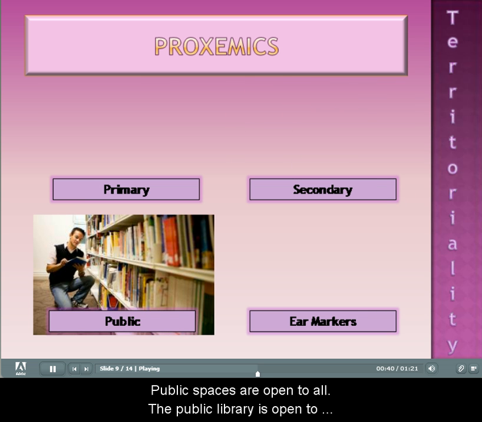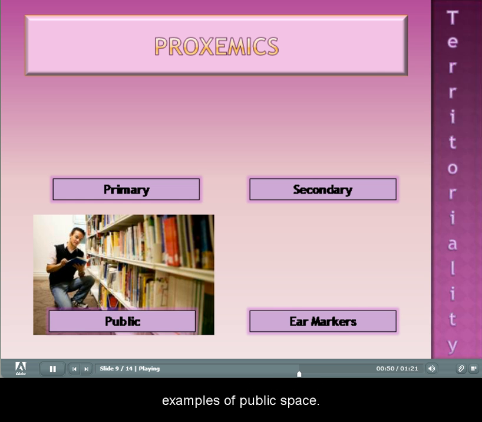Public spaces are open to all. The public library is open to anyone. Anyone can use the space. City parks, restaurants, and shopping malls are all examples of public spaces.